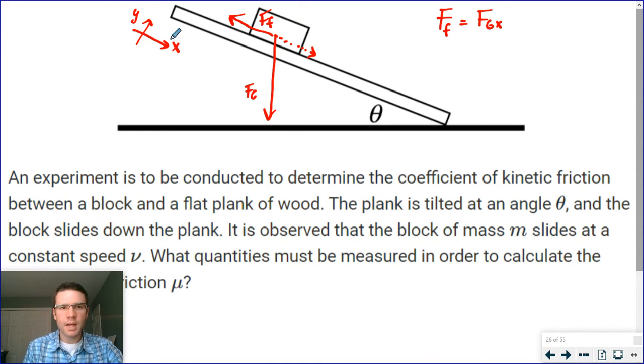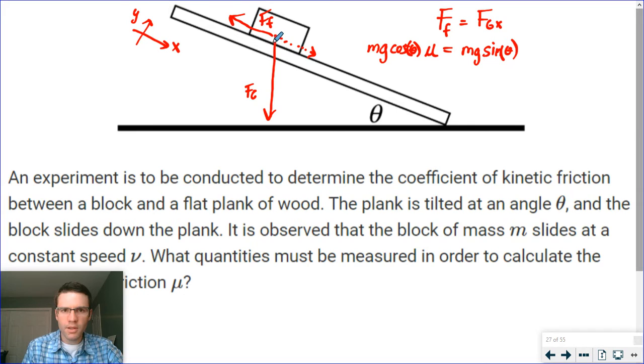So if we set up an axis system, our y direction being vertical, I'll draw my normal force back in here, and the x direction going down the plane, we can say the force of friction is equal to the x component of the force of gravity. The x component of the force of gravity can be solved for using your angles, and you get mg cosine theta times mu equals mg sine theta. And mg sine theta would be this component.